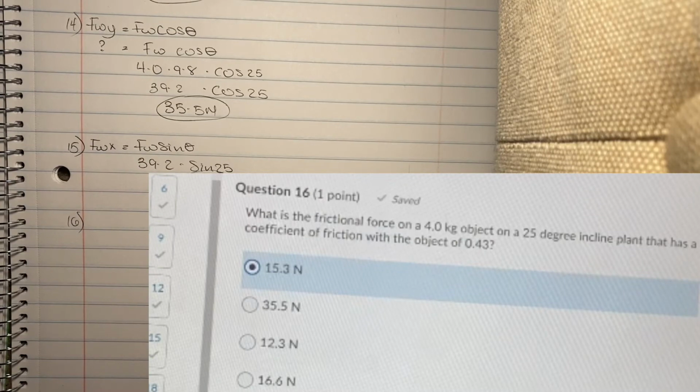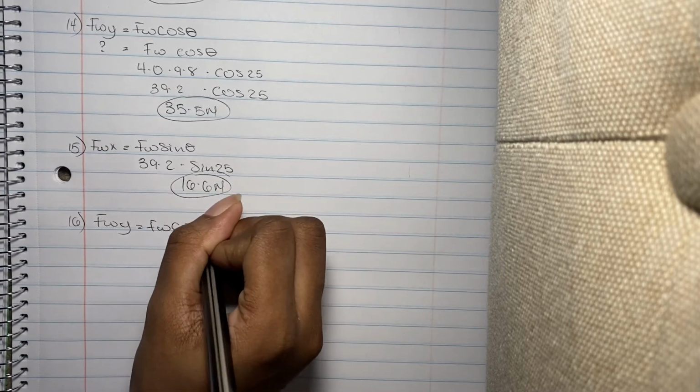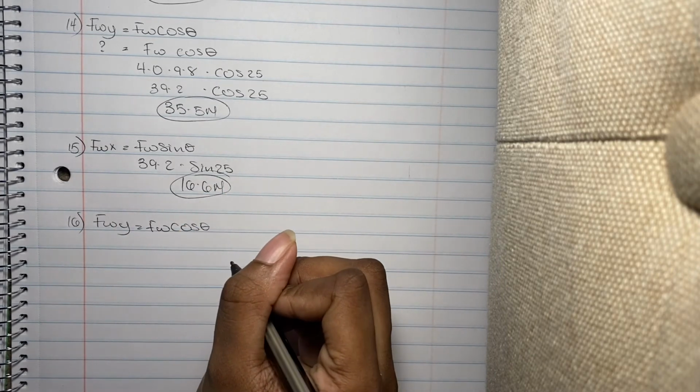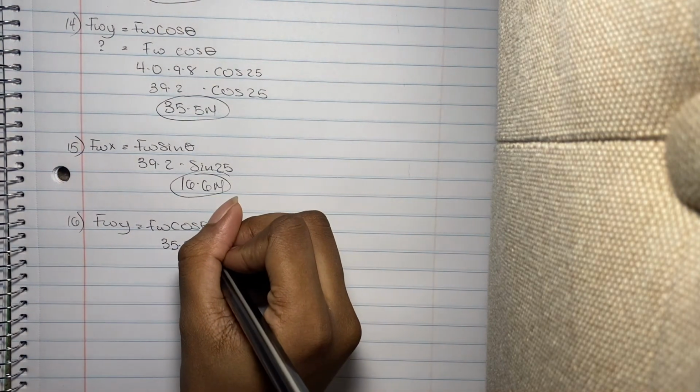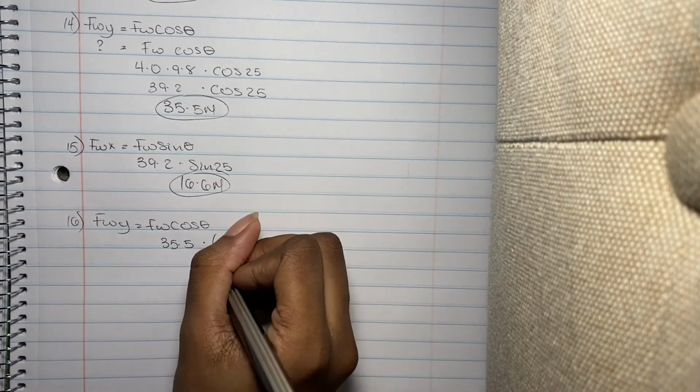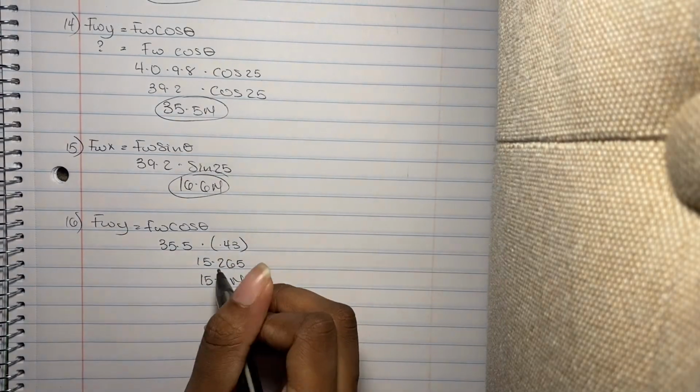Okay, so number 60 is asking for your frictional force. What I did in this situation was I found my FWY, so my perpendicular or normal force. We already know that FWY is FW cosine theta, and the answer to that is 35.5. Then I multiplied it by the mu that they gave me, and I ended up getting 15.1625. When you round that, it's 15.3 newtons.